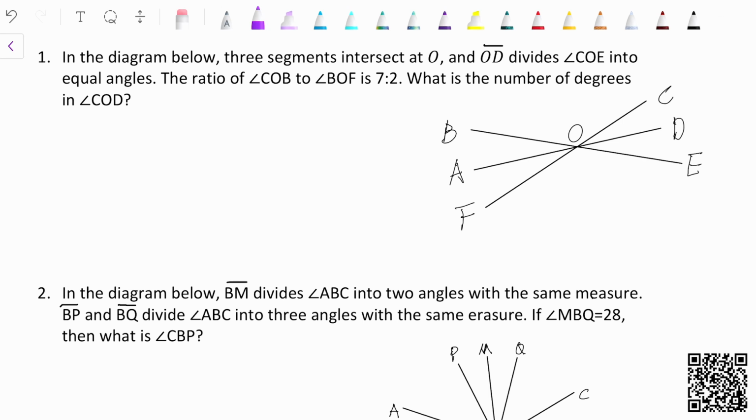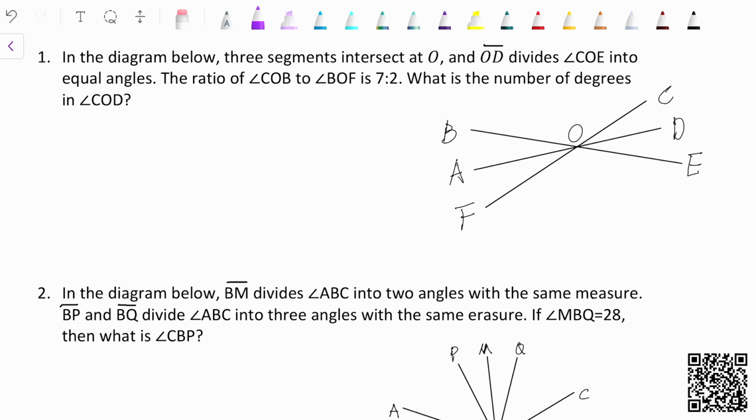Today's first question is, in the diagram below, three segments intersect at O and line OD divides the angle COE into equal angles. The ratio of angle COB to angle BOF is 7 to 2, not 72. What is the number of degrees in angle COD? How would 72 even work?